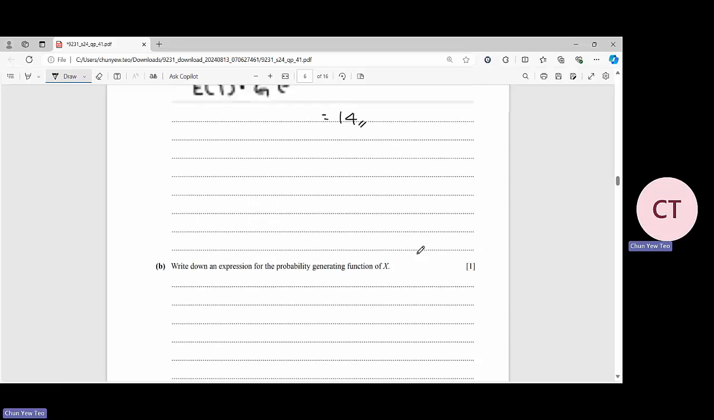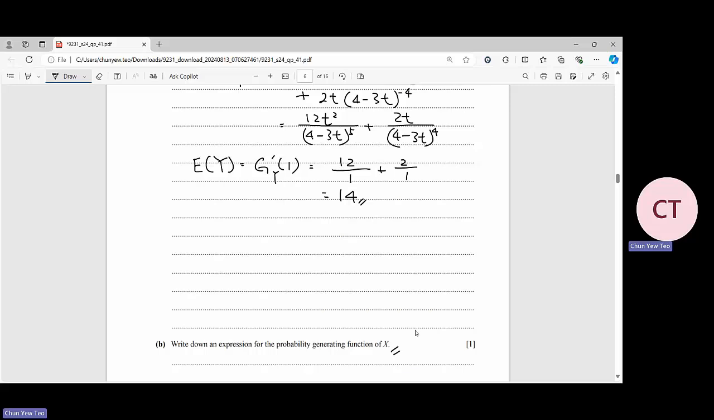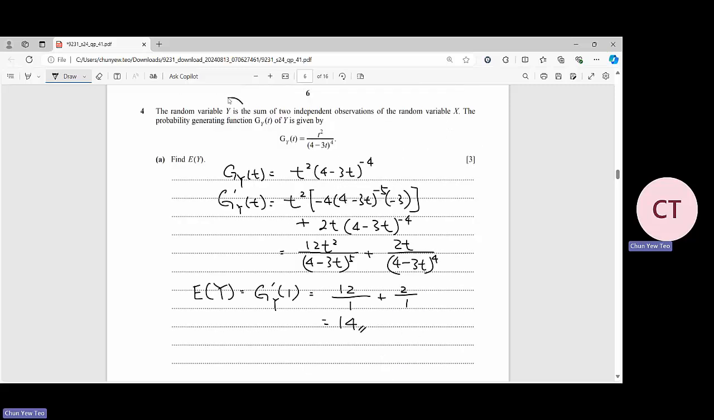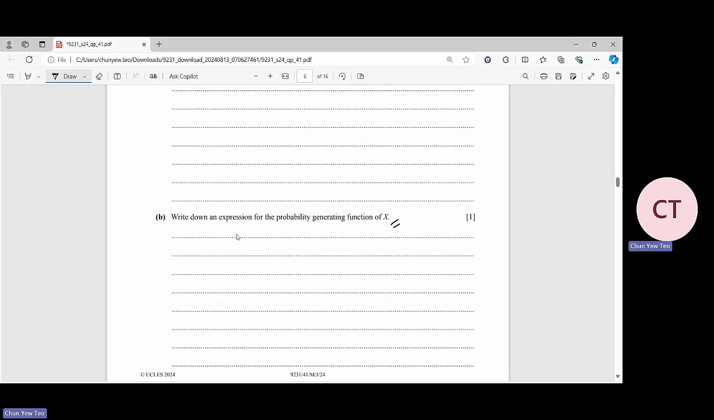Now we are moving on to part B. Write down the expression for the probability generating function of X. Okay, the PGF of X. Since they mentioned that Y is a sum of two independent observations of X, we just need to write that Y is equal to X1 plus X2. Okay, there are two independent variables of X. So your GY is actually G of X1 plus X2 at t. That will be the same as GX(t) and then the whole thing squared.